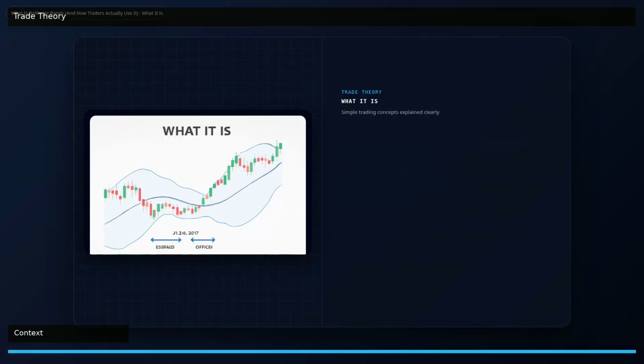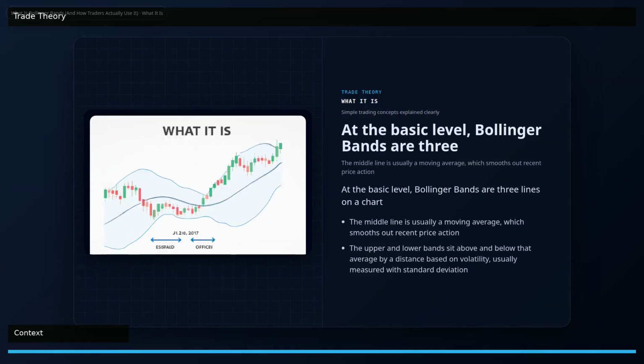At the basic level, Bollinger Bands are three lines on a chart. The middle line is usually a moving average, which smooths out recent price action. The upper and lower bands sit above and below that average by a distance based on volatility, usually measured with standard deviation. In plain English, when price swings get wider, the bands expand. When price gets calmer, the bands contract. The formula is doing one job, showing how unusual the current price move is relative to recent behavior.